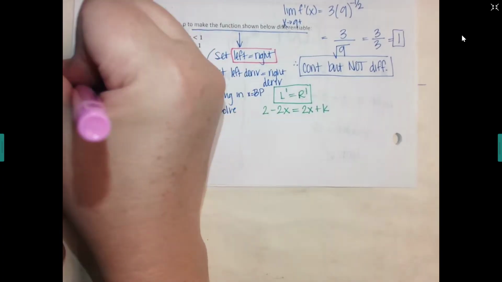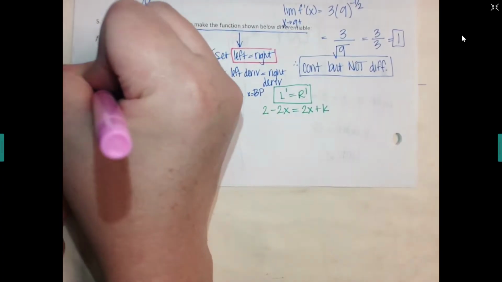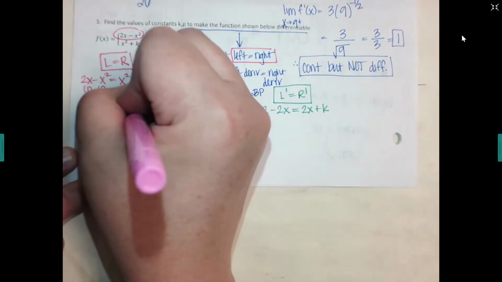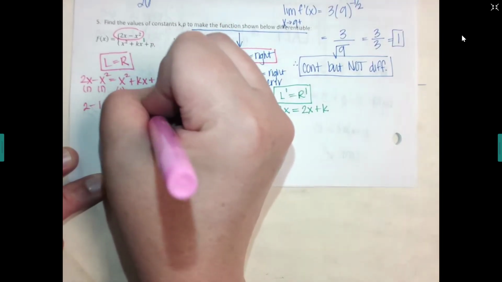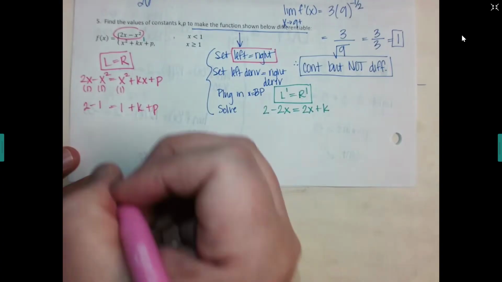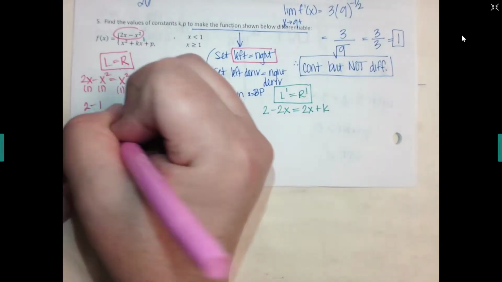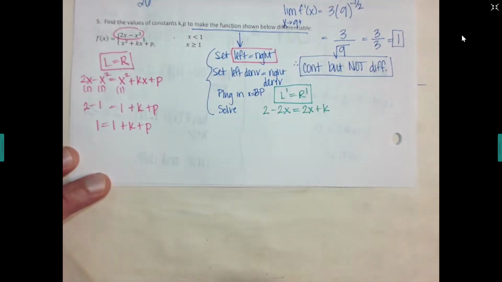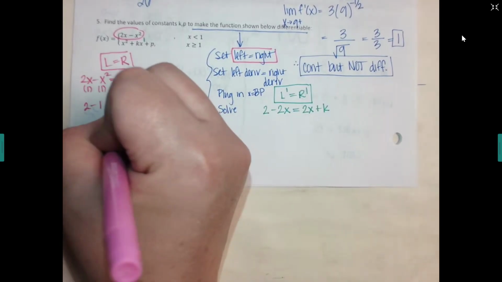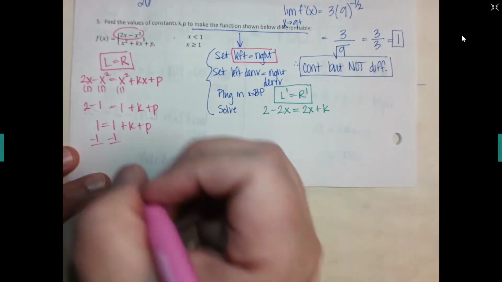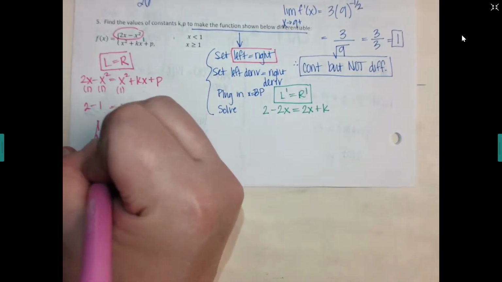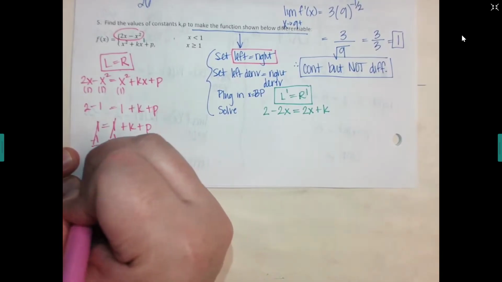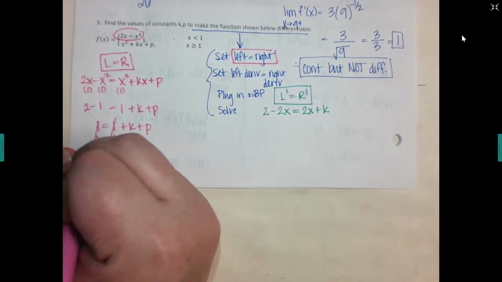1. So this is 2 times 1 is 2, minus 1 squared is 1. 1 squared is still a 1. Plus k times 1 is a k, plus p. So that's 1 equals 1 plus k plus p. Let's minus our 1 across. That means 0 equals k plus p, which means, let's minus the k across, negative p and k are equal to each other.